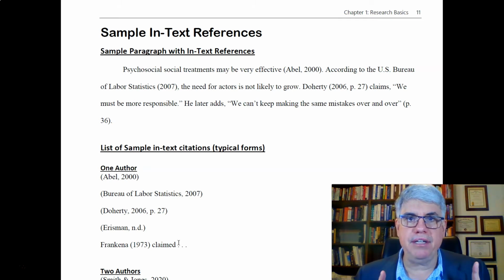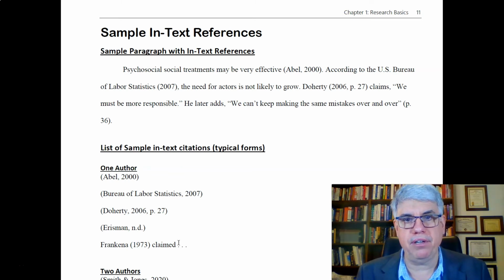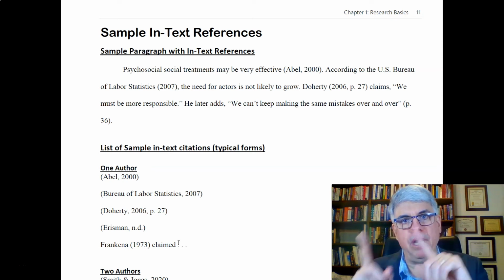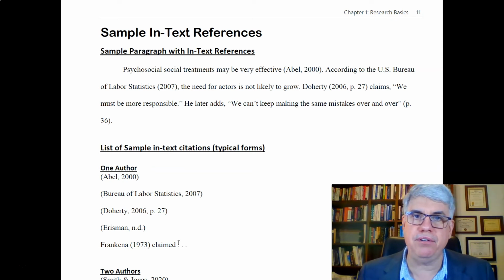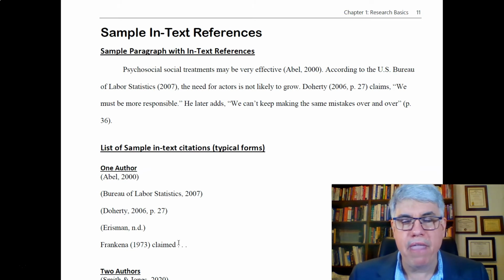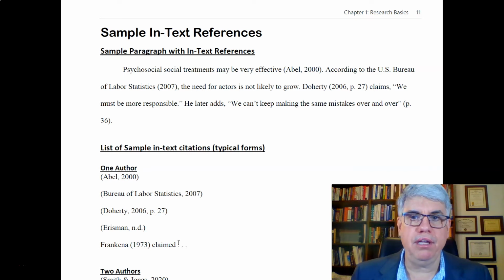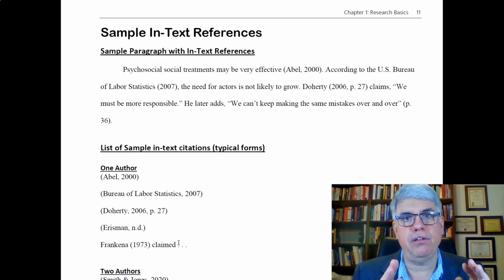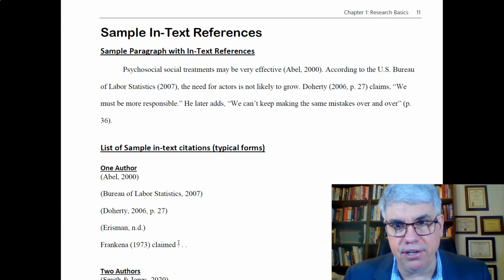And the basic idea in APA style in-text references is that we want to indicate who the author is and what year it was published so that they can go to the reference page at the end of the journal article or the end of our report or our paper and find out exactly what article this came from. And so generally, the reference is going to include the person's last name and the date, the year.